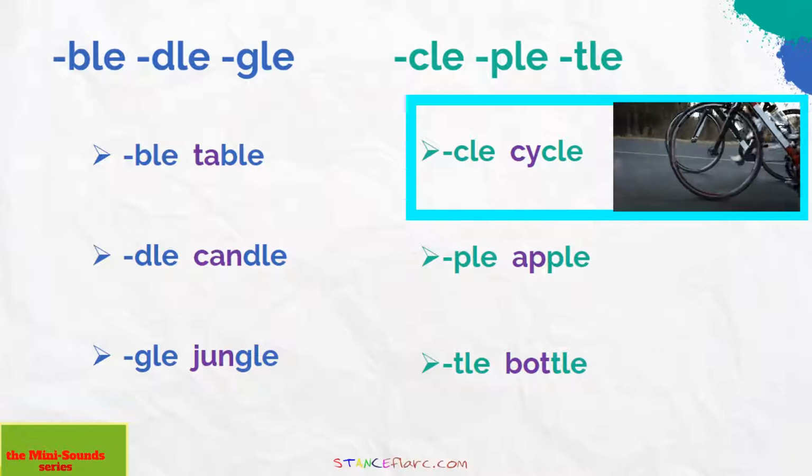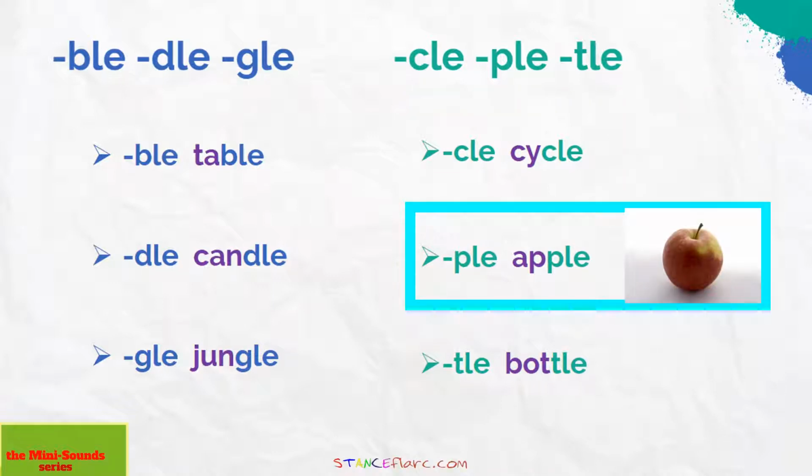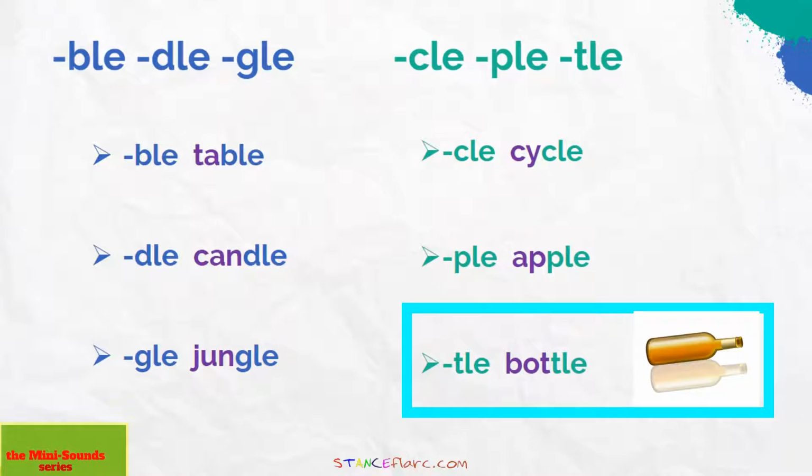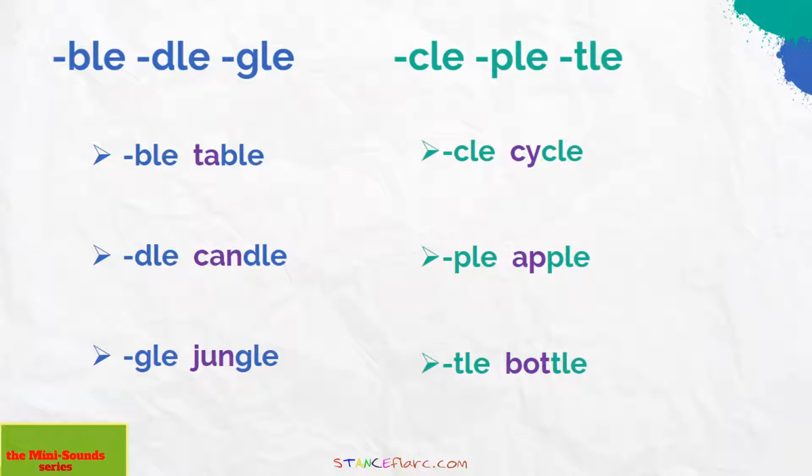Cycle. In P-L-E, as in apple. Apple. And T-L-E, as in the word bottle. Bottle. Let's say these words one more time.